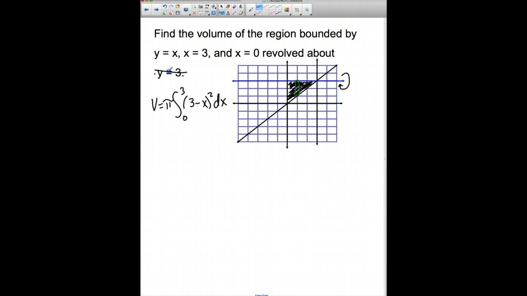What if I wanted to change that and revolve it around the line x equals 0? So I'm revolving it around this. What's going to change? Well, my rectangle is now going to go this way. I'm going to do right minus left. So the volume equals pi times the integral. I need these to be y values, which happen to be 0 to 3 again. And I need right minus left with respect to y.